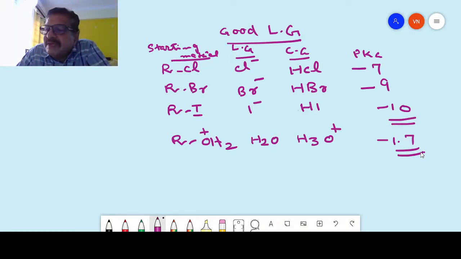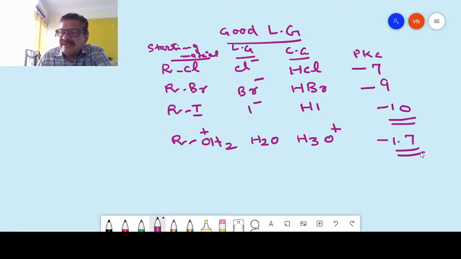These leaving groups, if a proton is present, for example, these anions will react with the protons there. If a proton is present in the reaction mixture, these leaving group anions will react with it. And if a carbocation is present, the anions also want to react with the carbocation. So these are the good leaving groups and poor leaving groups.